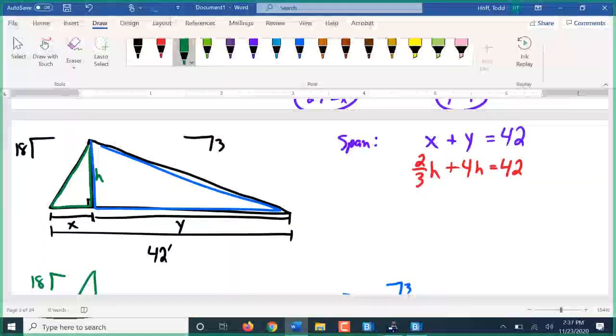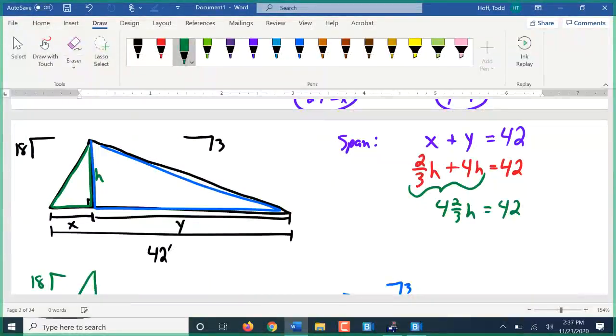Now we can combine. Never said these equations would be pretty. When we deal with applications, usually they're not. 2/3 h plus 4h is 4 2/3 h equals 42. And we have to divide by 4 2/3.